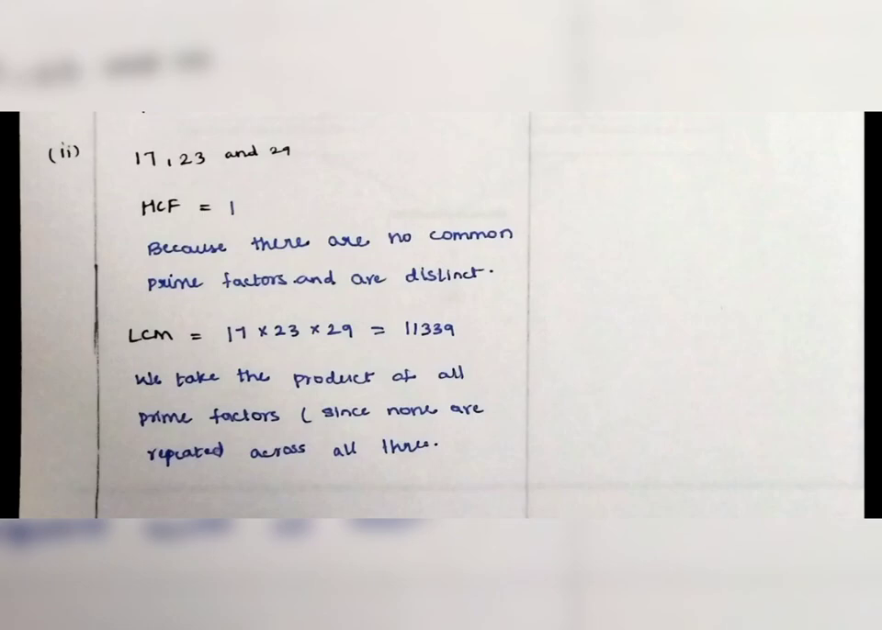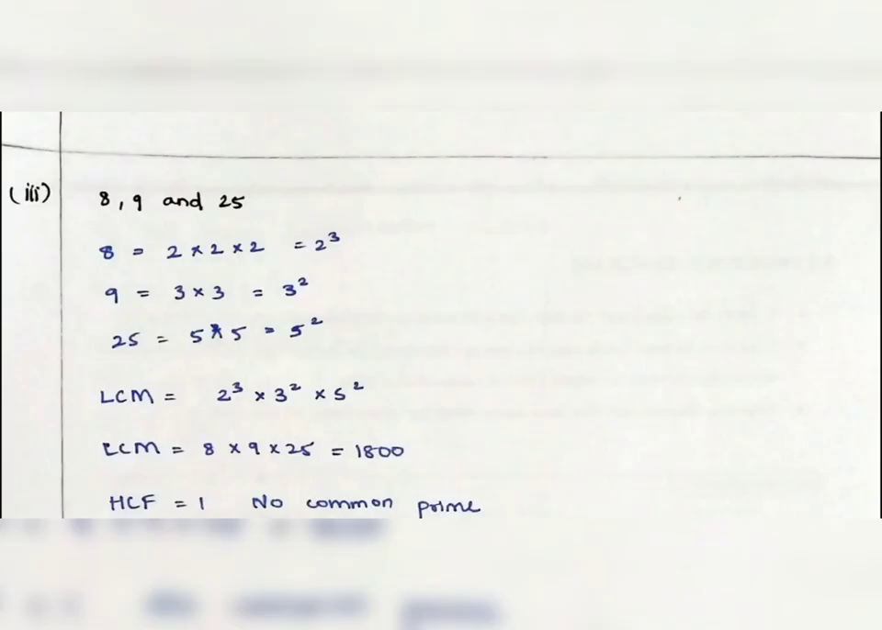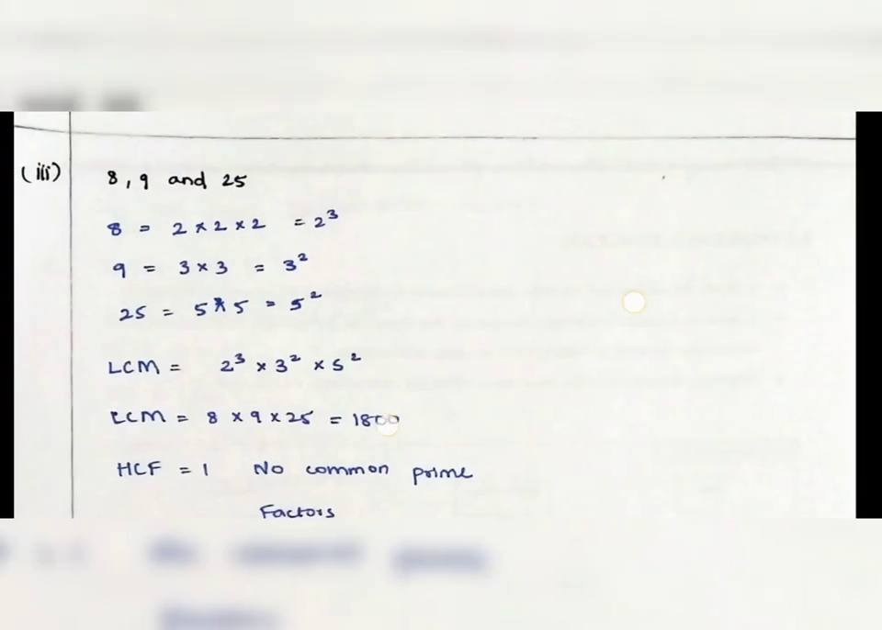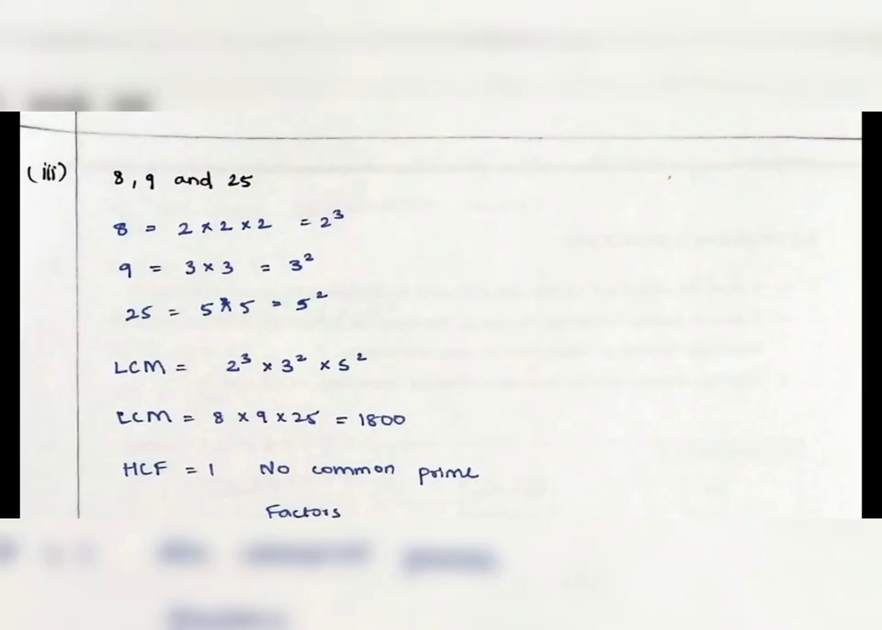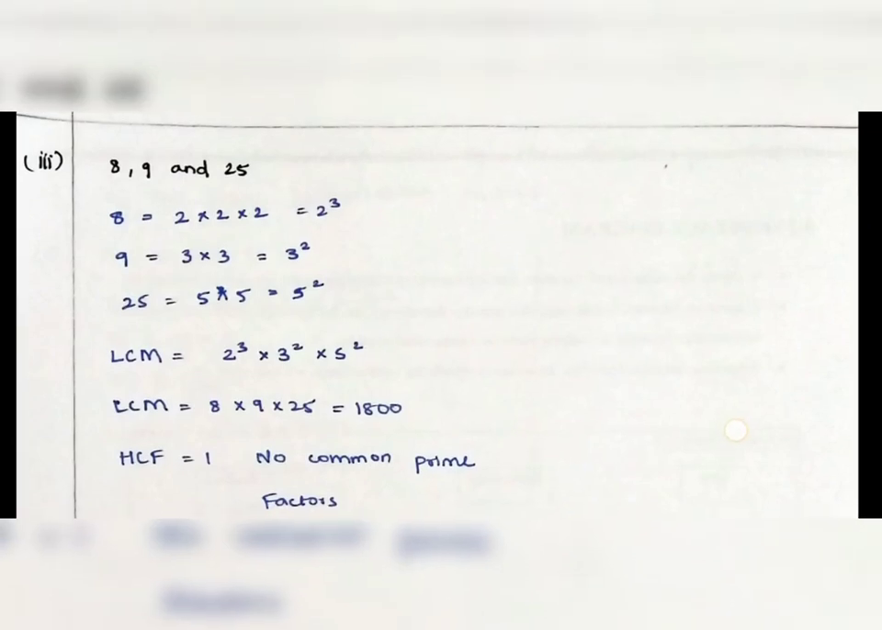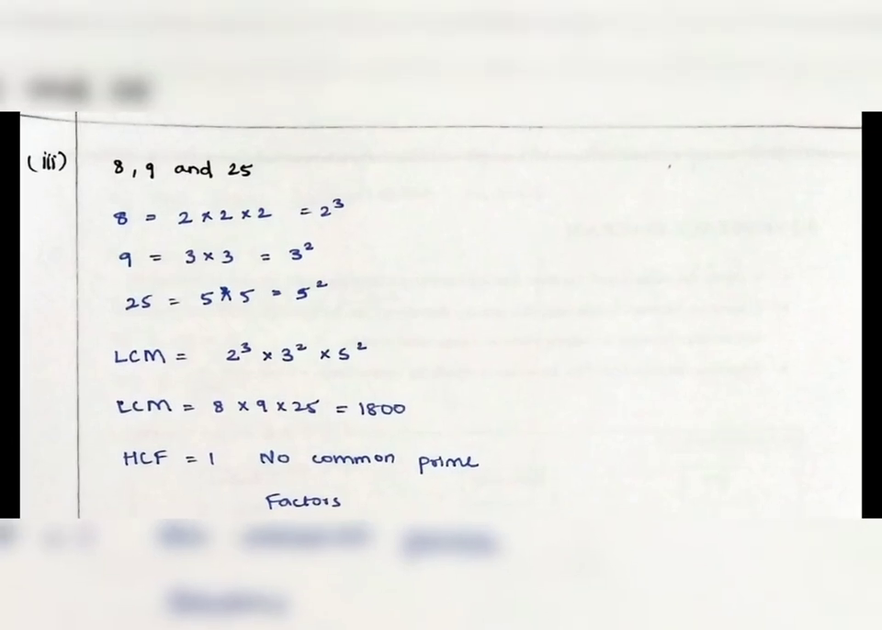Next, coming to the third one, that is 8, 9 and 25. 8 can be written as 2 into 2 into 2, that is 2 cube. 9 can be written as 3 into 3, that is 3 square. 25 can be written as 5 into 5, that is 5 square. LCM is equal to 2 cube, 3 square, 5 square, because it is the lowest common multiple.